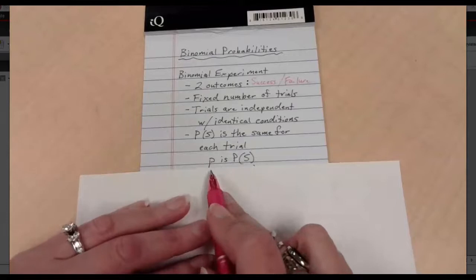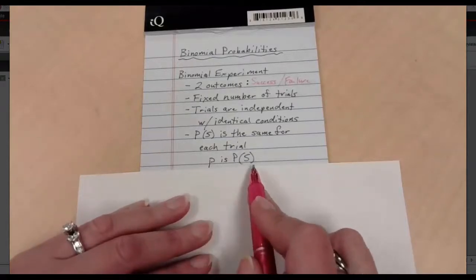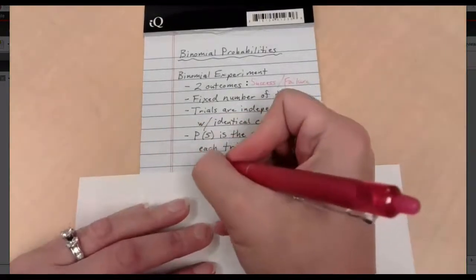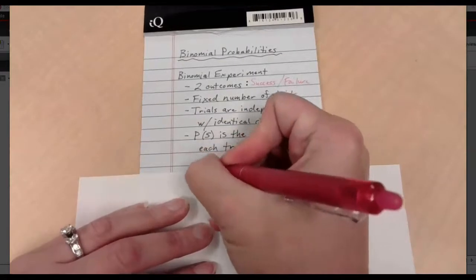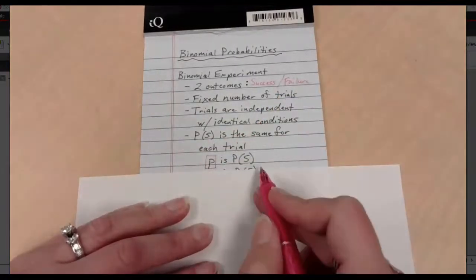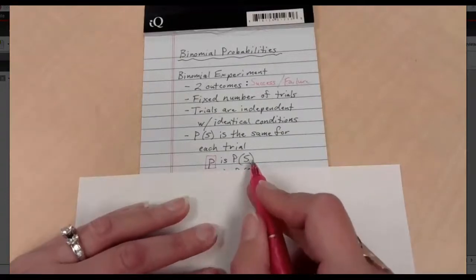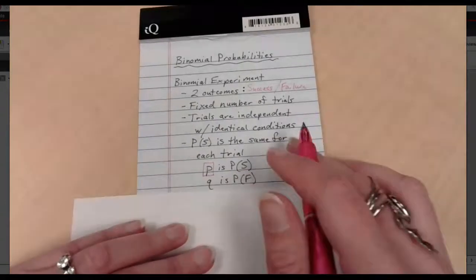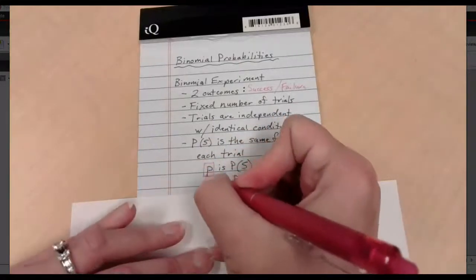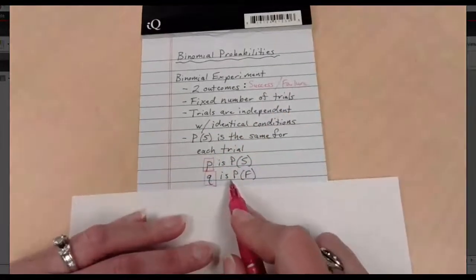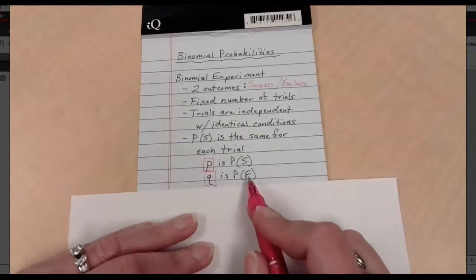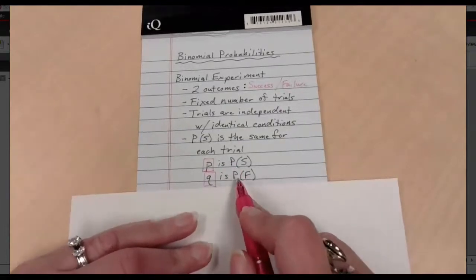P, lowercase p, is the variable that is used to represent the probability of success. And so let's put a lovely pretty box around that. All right, that is a lowercase p, and that is the probability of success. Probability, that means it's an actual number. And then Q, because why not Q? Q is our other variable that represents the probability of failure. So both of these are numbers.